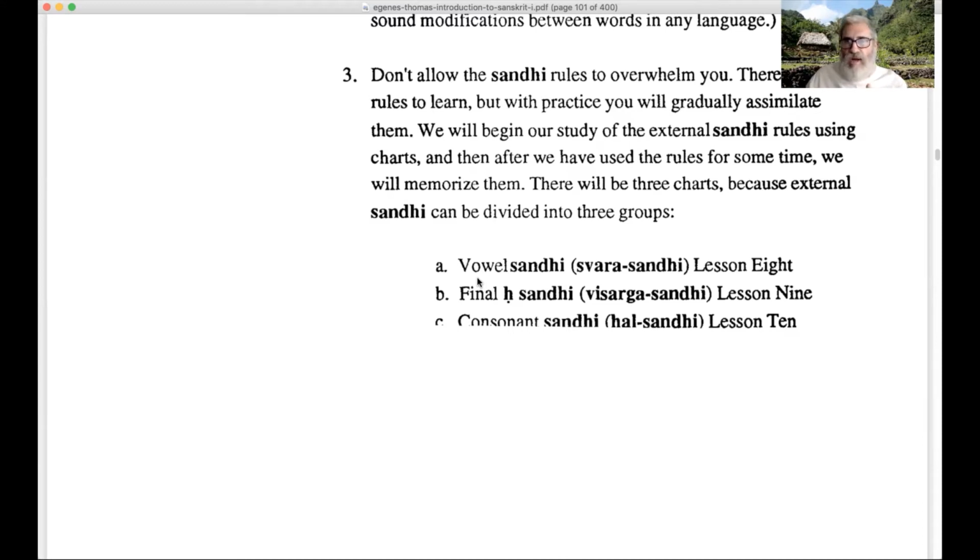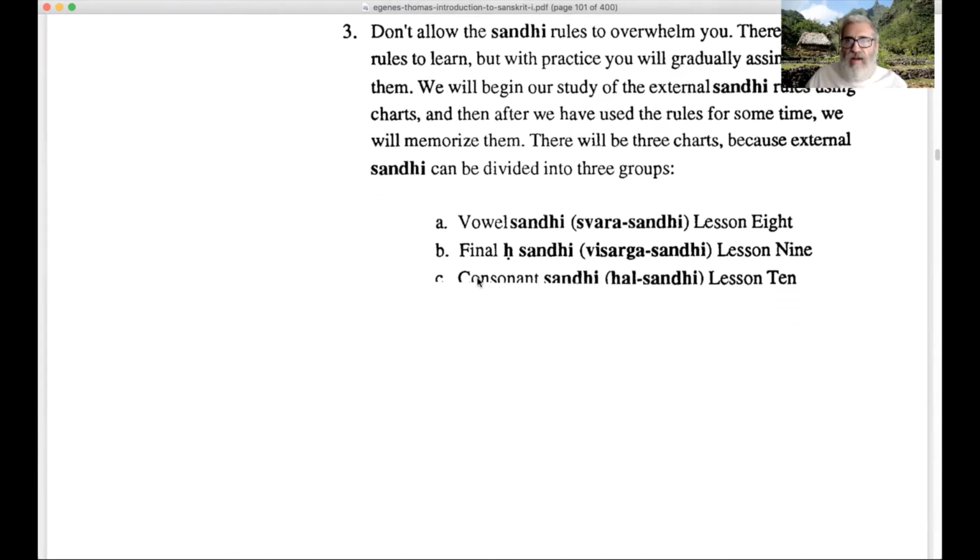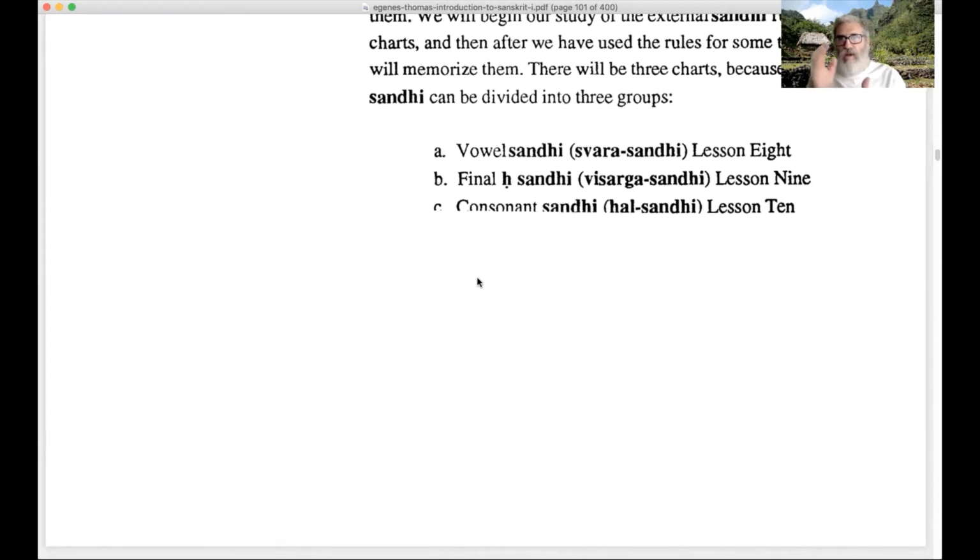There will be 3 charts because external sandhi can be divided into 3 groups. So we're going to talk about sandhi for the next 3 lessons. Today we are going to talk about vowel sandhi, external vowel sandhi. That is, when one word ends in a vowel, and the next word begins with a vowel, how do those vowels come together and are there any changes? That is called in Sanskrit swara sandhi. Swara means vowel. So that's in lesson 8.